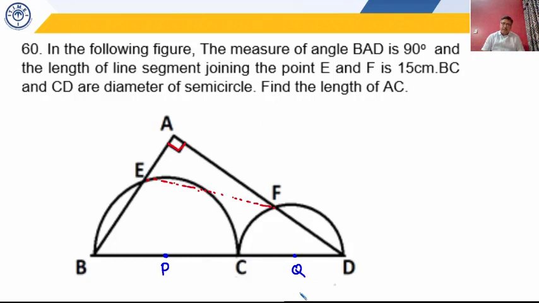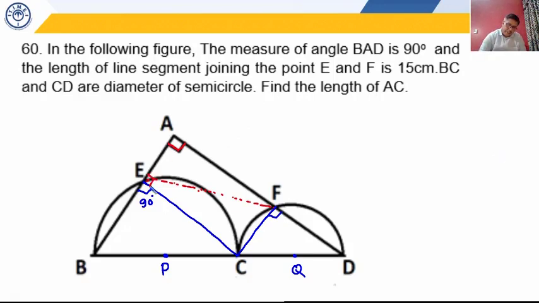We want to calculate the length of AC. How should we proceed in this question? EF is given. Find the length of AC. Can I say the angle made by diameter at the circumference is 90 degree? So this angle is 90 degree. Similarly, the angle made by diameter CD at point F is again 90 degree. Can I say this angle is again 90 degree?